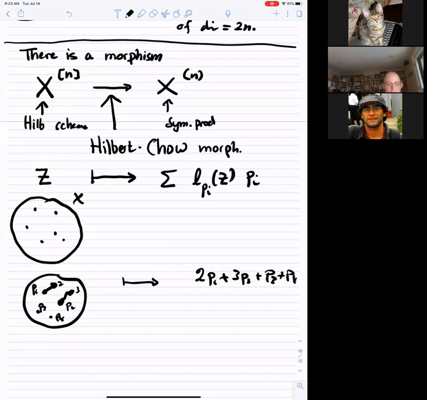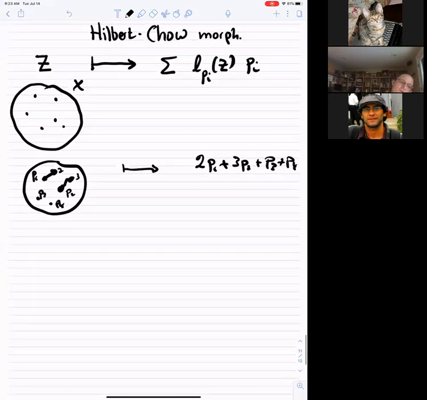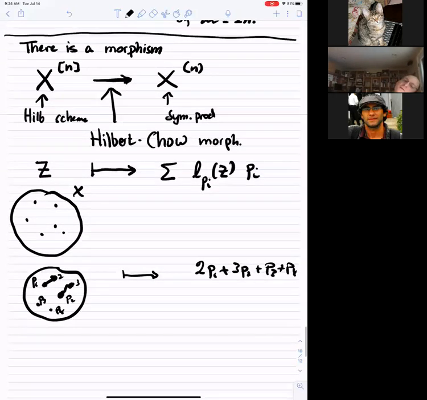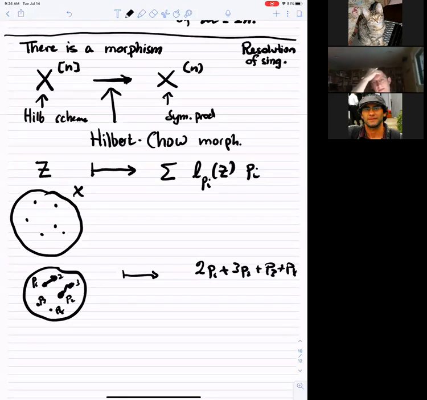In other words, you take the points, you send them to their support counted with multiplicity. You need to show that this is really a morphism, but it really is, okay? And so you get a nice morphism. And this, in fact, is a resolution of singularities. So maybe let me say it here. So this is a resolution of singularities. And it has very nice properties. It's what's called a crepant resolution.